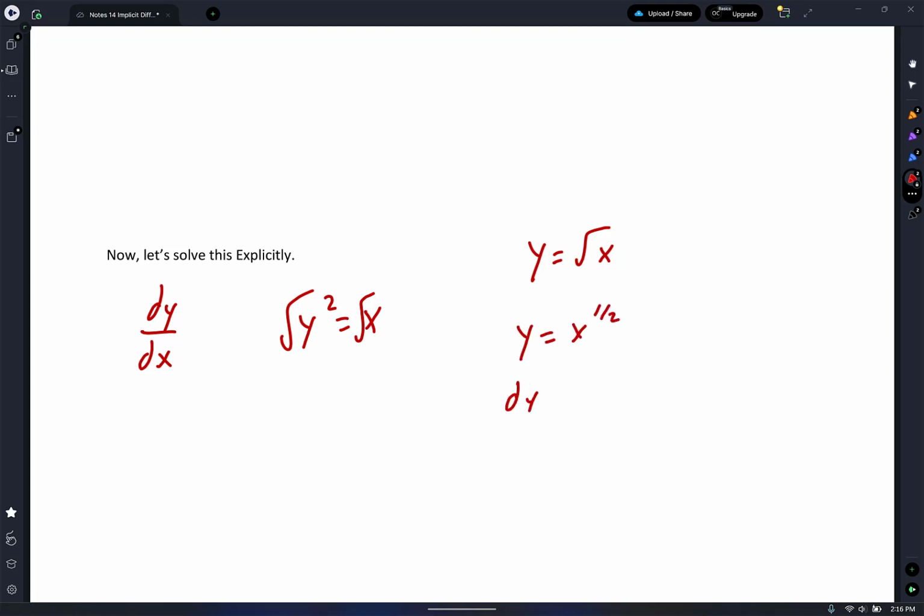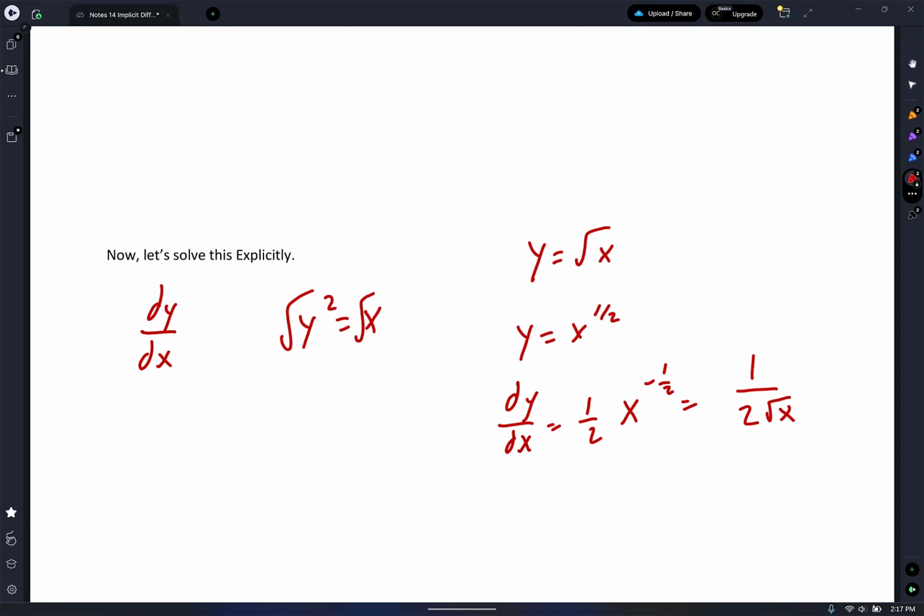And then I'm going to write dy/dx equals, and I'm just going to use the power rule, bring the half to the front, x to the negative 1/2. So that equals 1 over 2 square root of x. And I think that's it. We've been doing that a long time. And that's it. Cool or not cool?